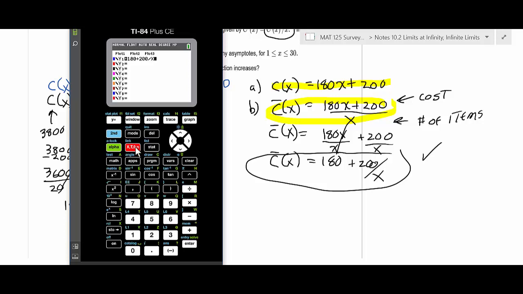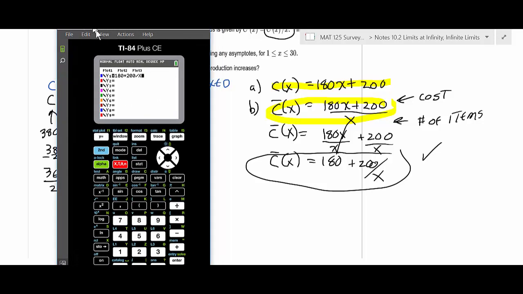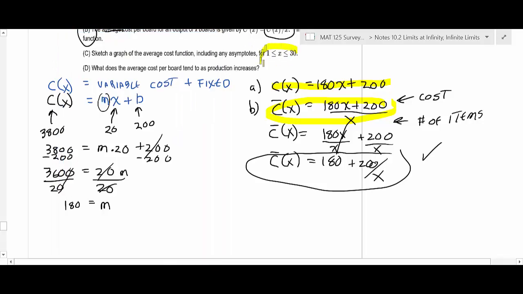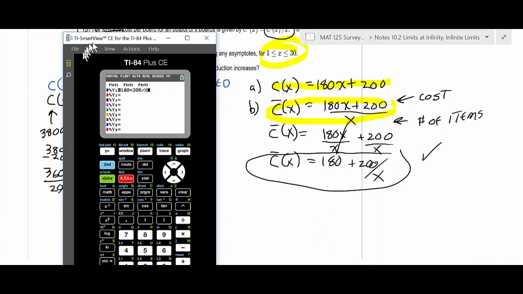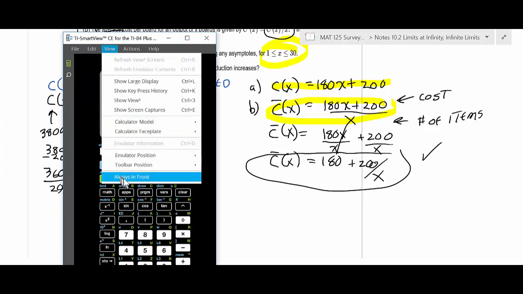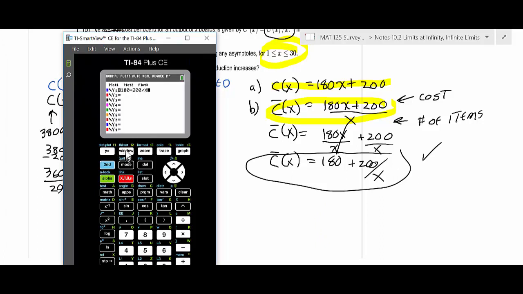But to me, it's always safe just to put parentheses if you're not sure. Okay, now what I'm going to do from here is the window. If you read the problem, a lot of times you're given something on that. So 1 to 30. So what I'm going to have you do, let me fix this thing up so it does this right. You want to go ahead and do your window.